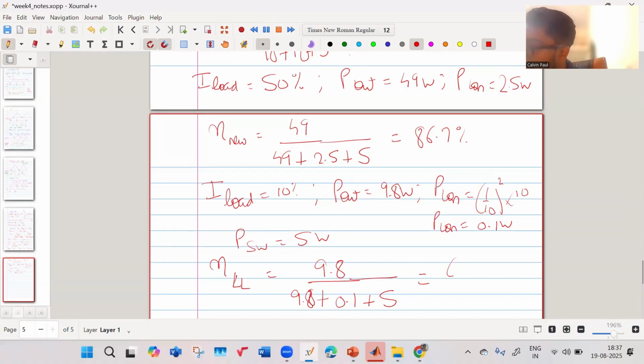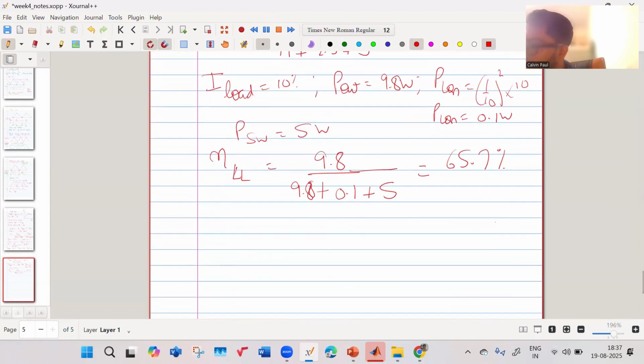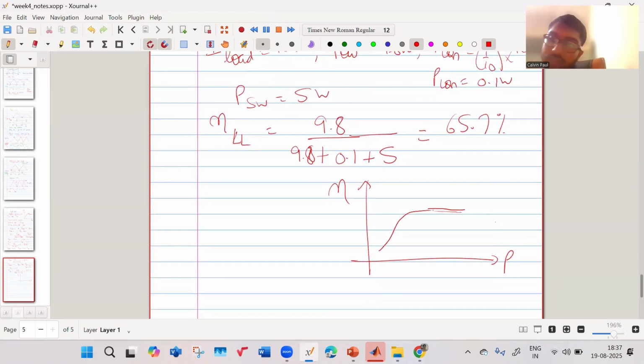65.7. Yes, 65.7. Okay. So the efficiency has reduced drastically. So what happens is, as you guys also found something which I didn't perceive. This is your load. This is your efficiency. It may be sort of straight. For some load, it will be straight. Afterwards, what happens? It starts dipping. And this is not what we want.